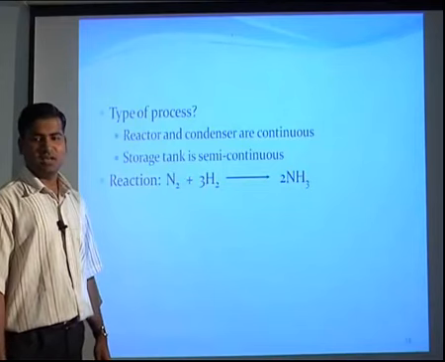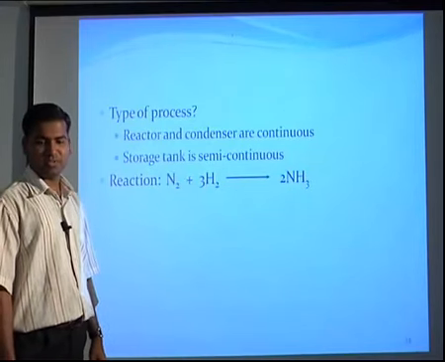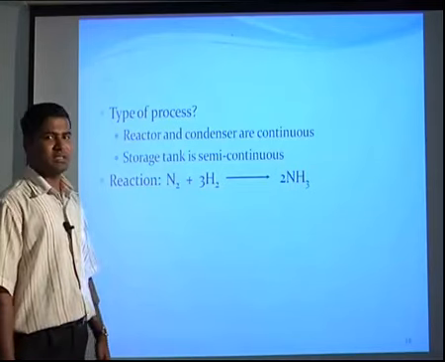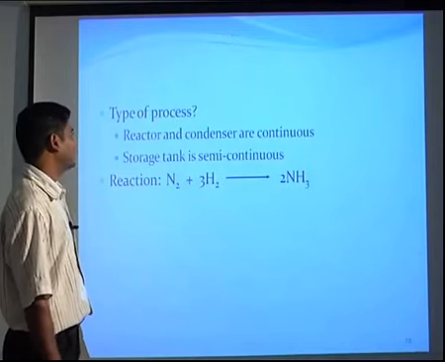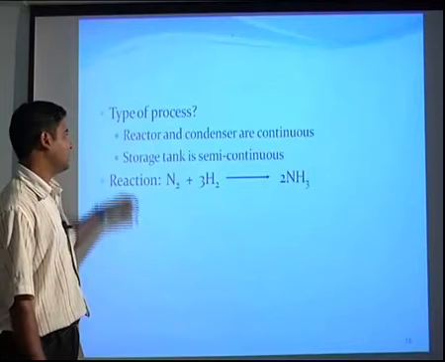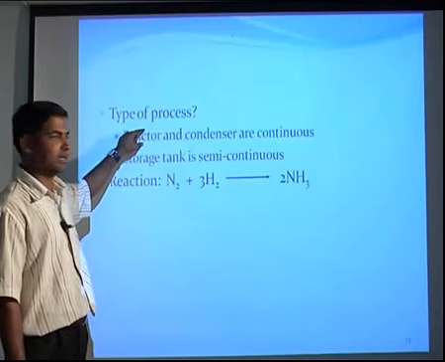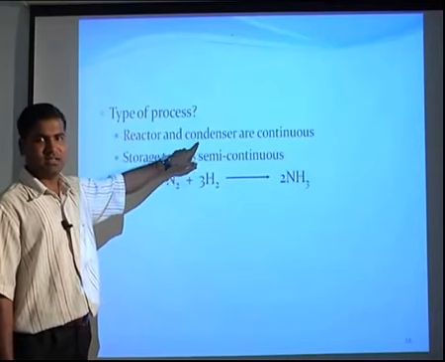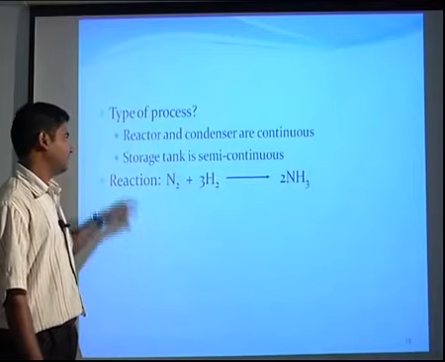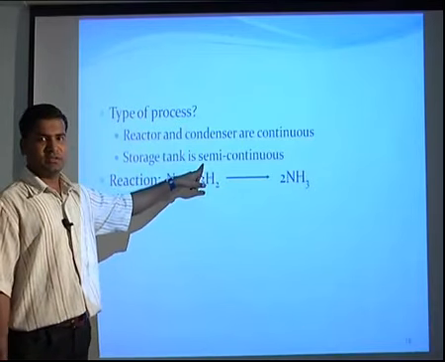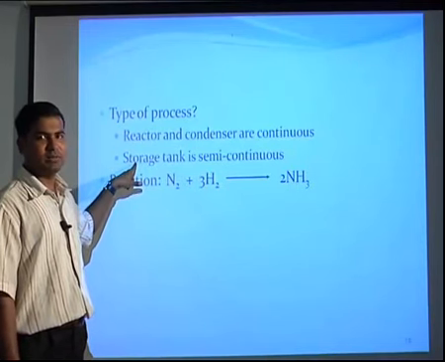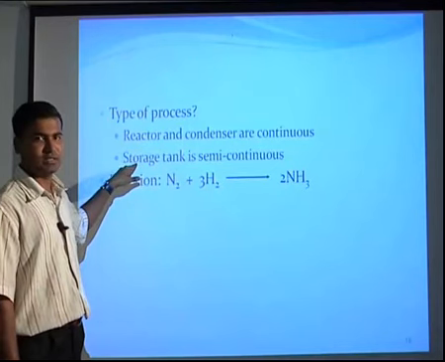So now we will discuss how to draw the process flow diagram from the given description. The first thing we have to do is analyze which type of process it is. Here we can see the reactor and condenser are continuous, because the reactor is fed continuously with nitrogen and hydrogen, whereas the condenser is continuously condensing the final product, that is ammonia. The storage tank is semi-continuous, because we are intermittently storing the ammonia in it, so it becomes the semi-continuous one.